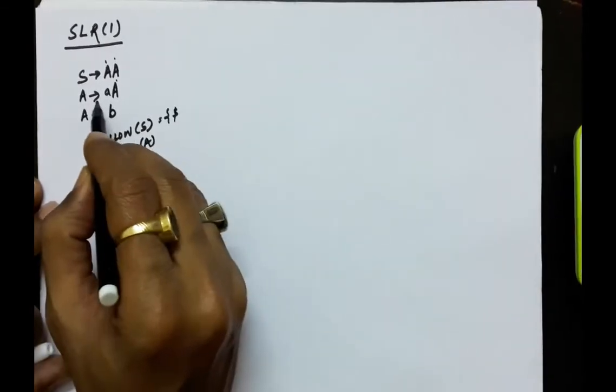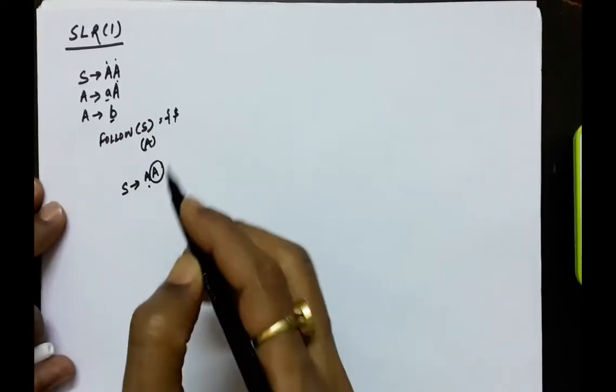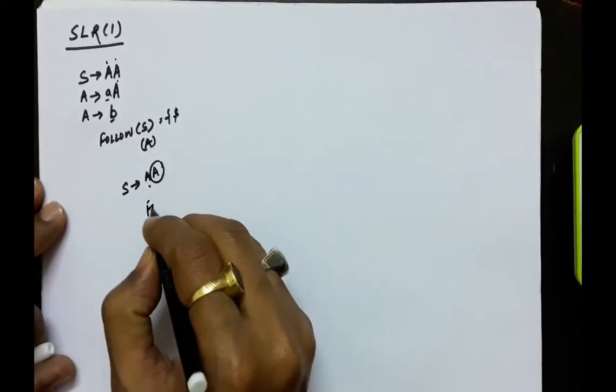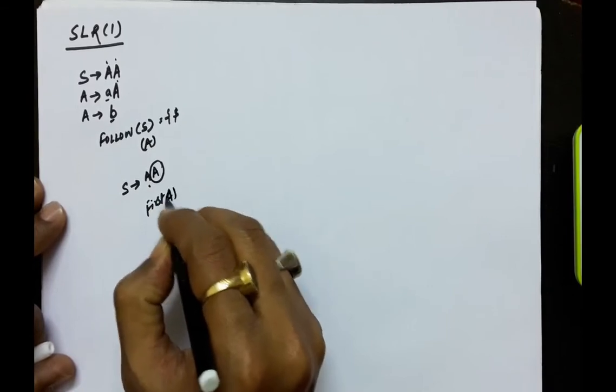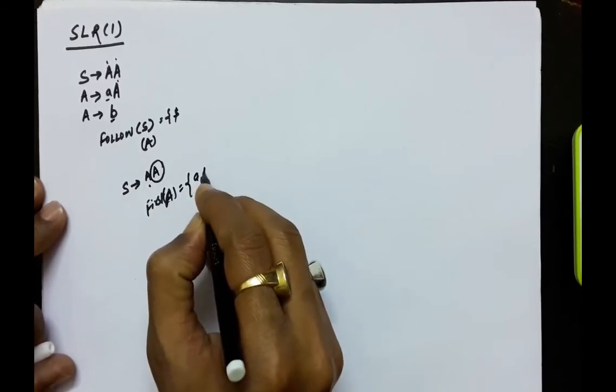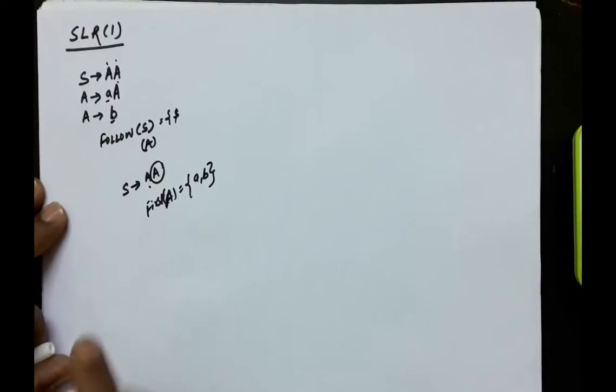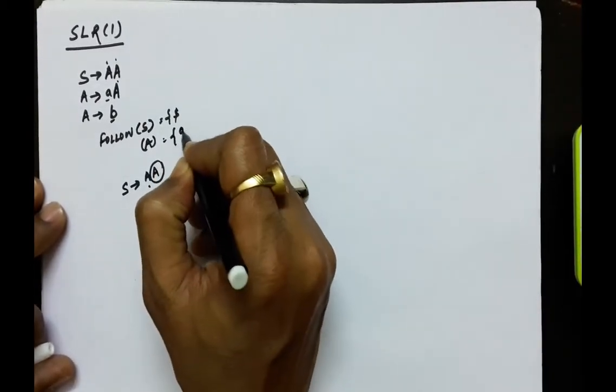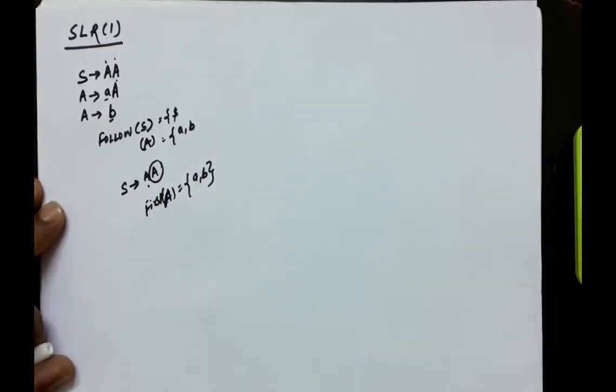Fine. And the first of A is what? First of A is small a and small b. So first of A is equal to small a and small b. So obviously in the follow of A, we will have small a and small b.